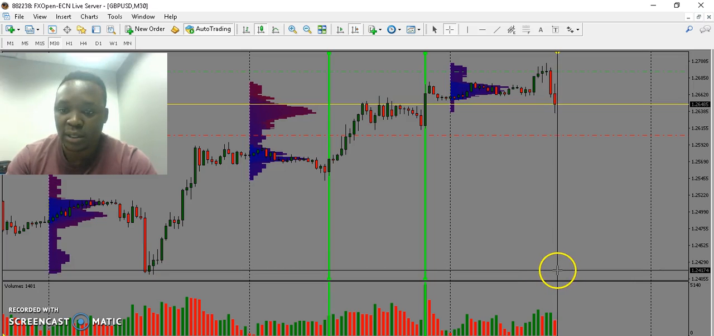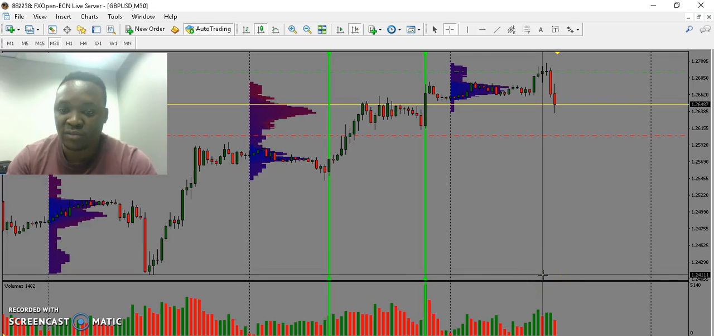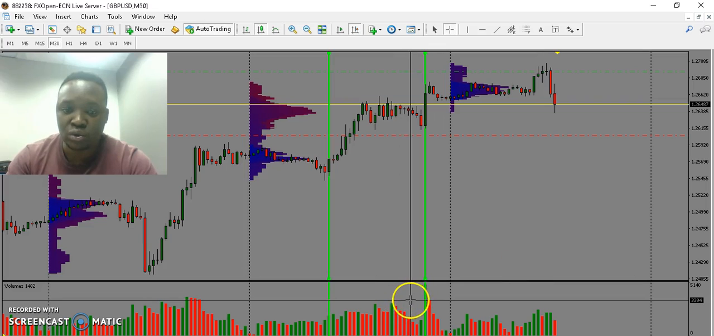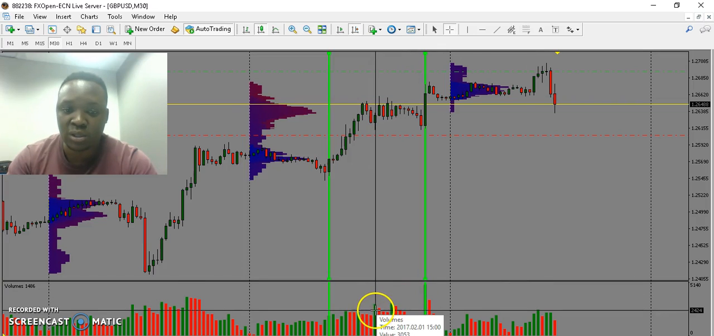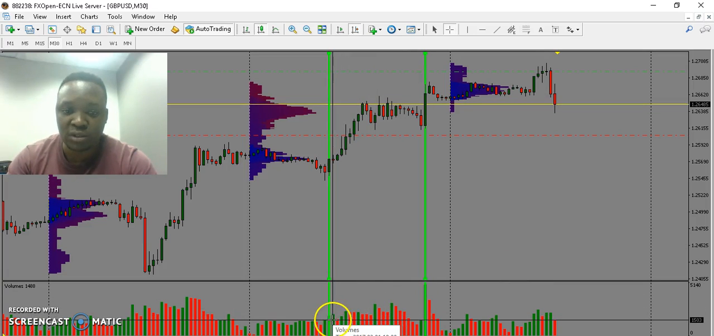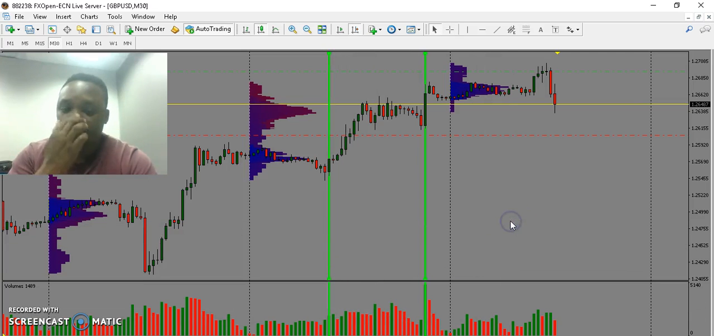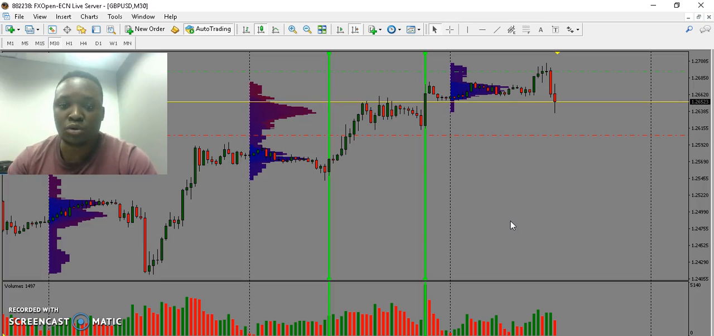As you can see, if it's red, it shows the volume is decreasing. If it's green, it shows volume is rising. So in this particular case, I use volume to hide my stop loss.